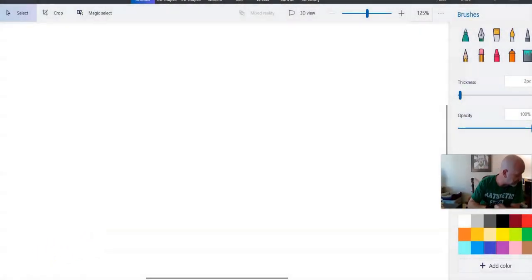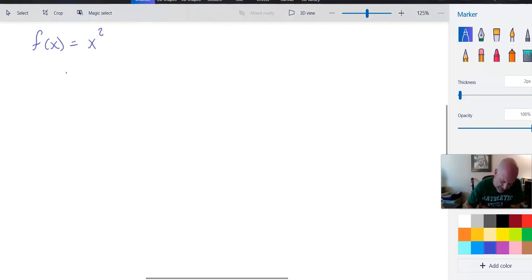Now you'll also be able to find these functions in the reference sheet that I posted in the module as well. But the functions we are going to look at are f of x is equal to x squared, right? I'm just going to do a quick sketch of each one so we know the basic shape. It goes through the origin and has this U shape.